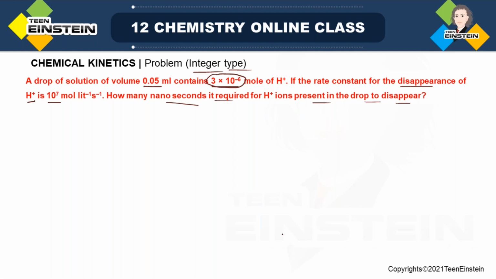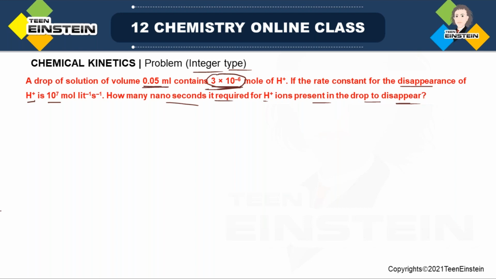So see here, the number of moles of H plus present in 0.05 ml is mentioned, but it is not mentioned what the initial concentration or the final concentration is. But still it is asking how many nanoseconds it will require for the H plus ions present in the drop to disappear. That means for this number of moles that is present in this volume, you find the corresponding concentration.